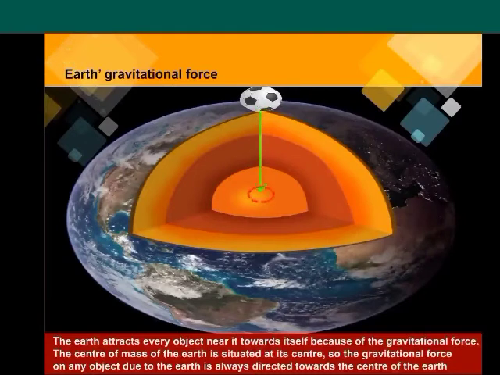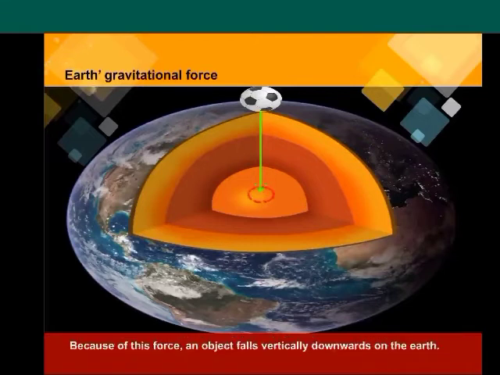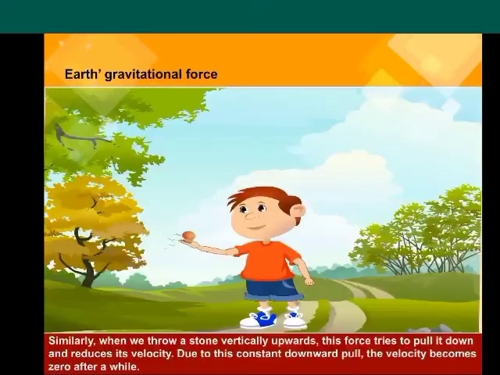The earth attracts every object near it towards itself because of the gravitational force. The center of mass of the earth is situated at its center. So the gravitational force on any object due to the earth is always directed towards the center of the earth. Because of this force, an object falls vertically downwards on the earth.